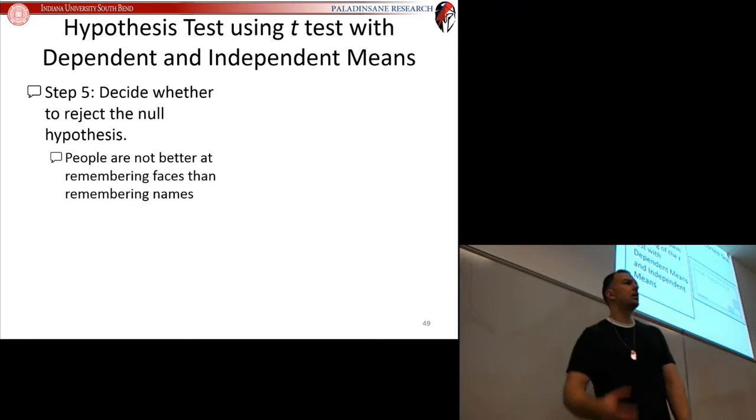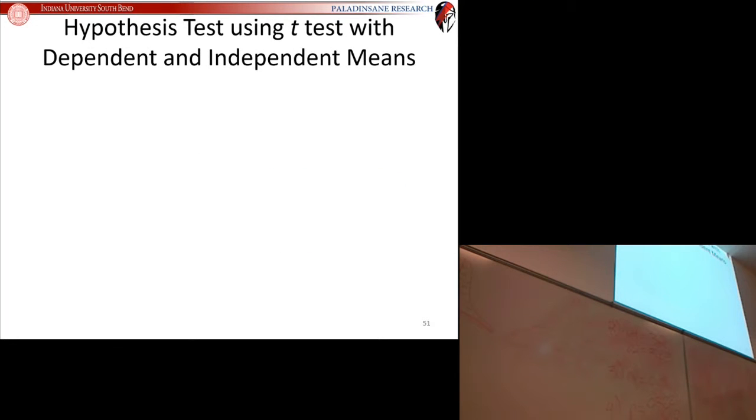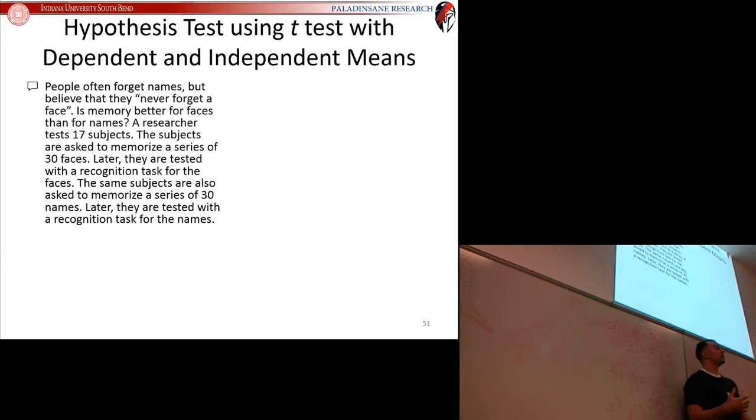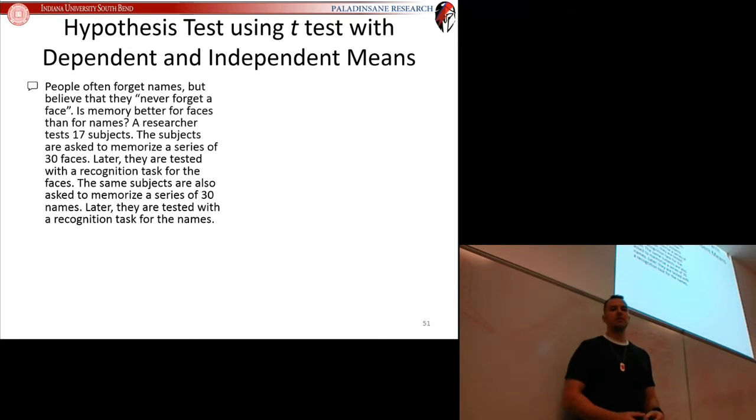Now let's take a look at what happens if you do the other version of the test. If you do a dependent means t-test, importantly, with the exact same data. So let's say that this was the actual description for the experiment, right? Let's say that we read the wrong description for this experiment, and this was actually what took place. So, people often forget names, but they believe that they never forget a face. Is memory better for faces than for names?